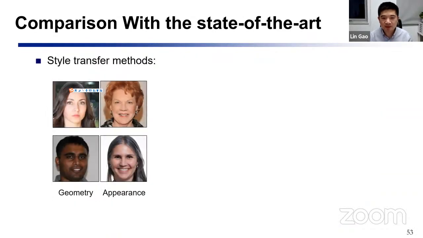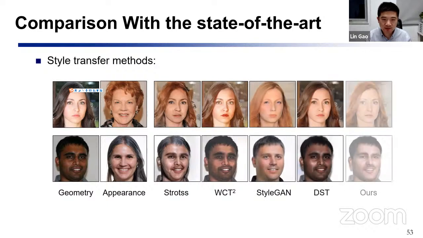We also compare this method with the state-of-the-art methods for style transfer. This method disentangles the geometry and the appearance of the image and generates new images by swapping the geometry and the appearance. We could look at this result and the comparison. It could be seen that this method generates images with photorealistic results, much better quality, and fewer artifacts.